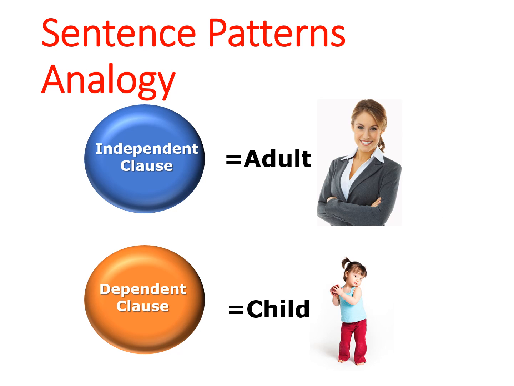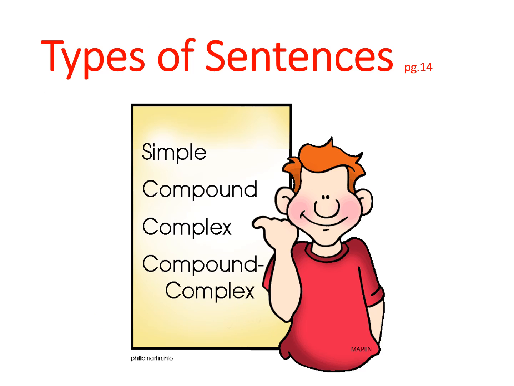It's not so important that you remember this analogy, but it might help some students remember that an independent clause is like the adult. It's a complete idea. It's a full sentence by itself. A dependent clause always needs an independent clause with it in order for it to be a complete sentence. So now that we have a basic understanding of what an independent and a dependent clause is, now we can start talking about what are different types of sentences and different types of sentence structures.